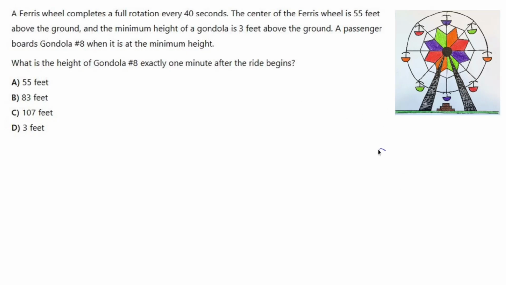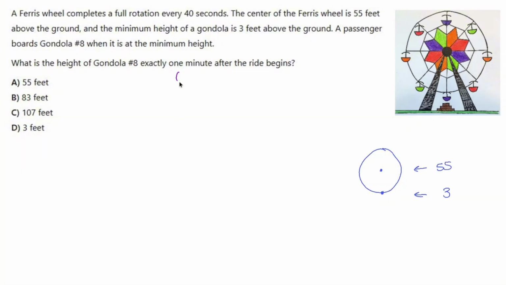I didn't leave myself a whole lot of space, so let me just draw a circle with the center on it and say you're going to be 55 feet off the ground. The minimum height of a gondola is 3 feet above the ground, so that would be you at the very bottom where Drake started. You're 3. A passenger boards gondola number 8 when it's at its minimum height. Cool. What is the height of gondola 8 exactly 1 minute after the ride begins?